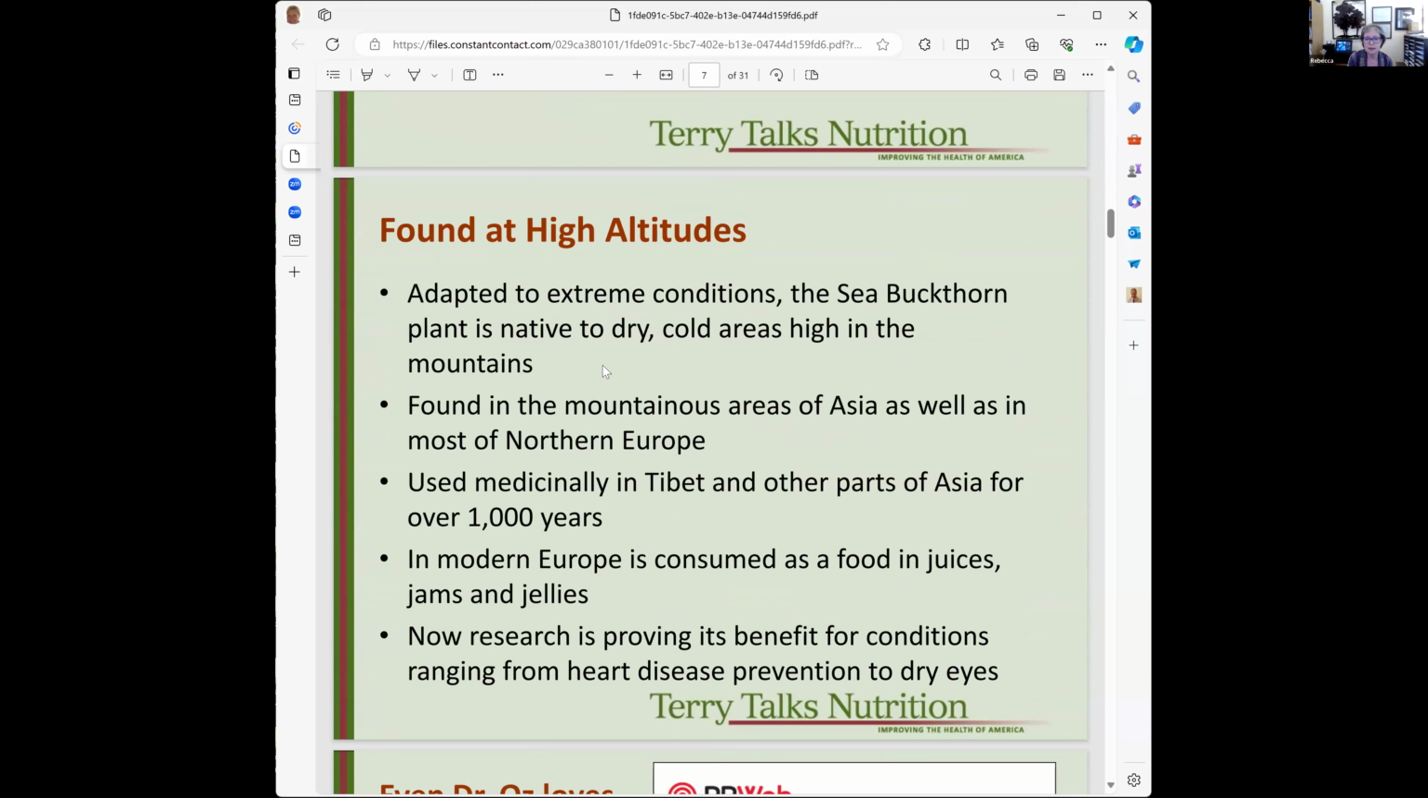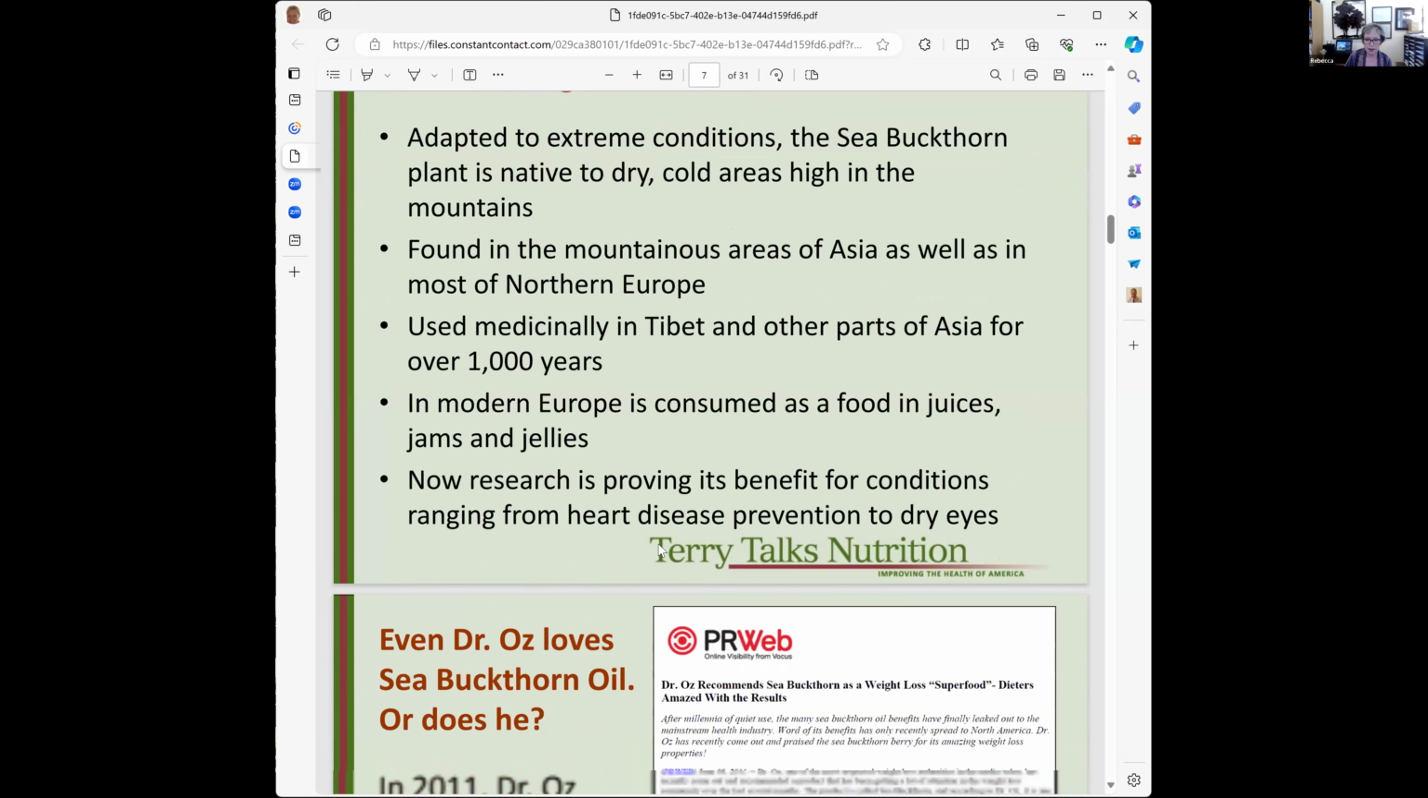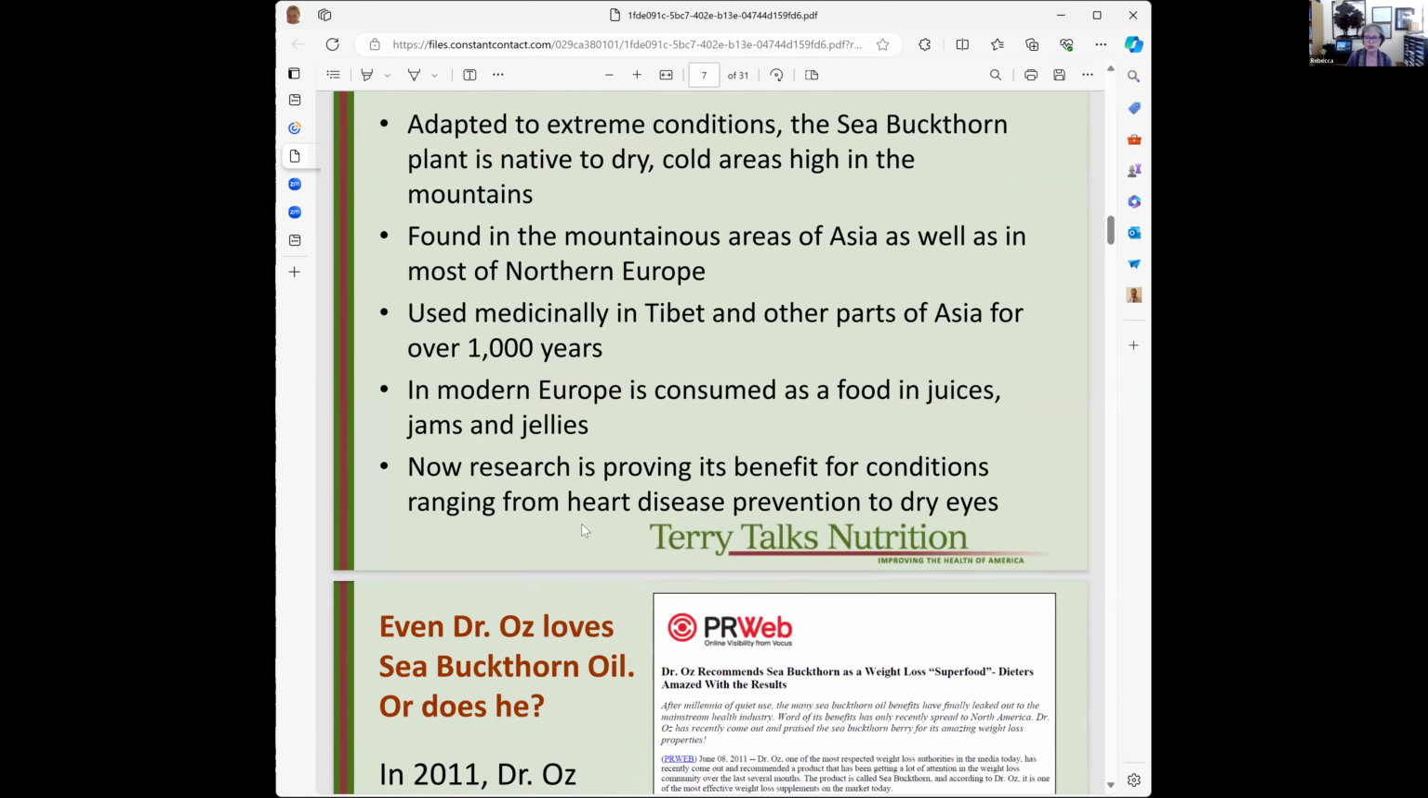It grows in the mountainous areas of Asia, as well as most of Northern Europe, and has been used medicinally in Tibet and other parts of Asia for over 1,000 years. In modern Europe, it's consumed as food in juices, jams, and jellies. And now research is proving its benefit for conditions ranging from heart disease prevention to dry eyes.